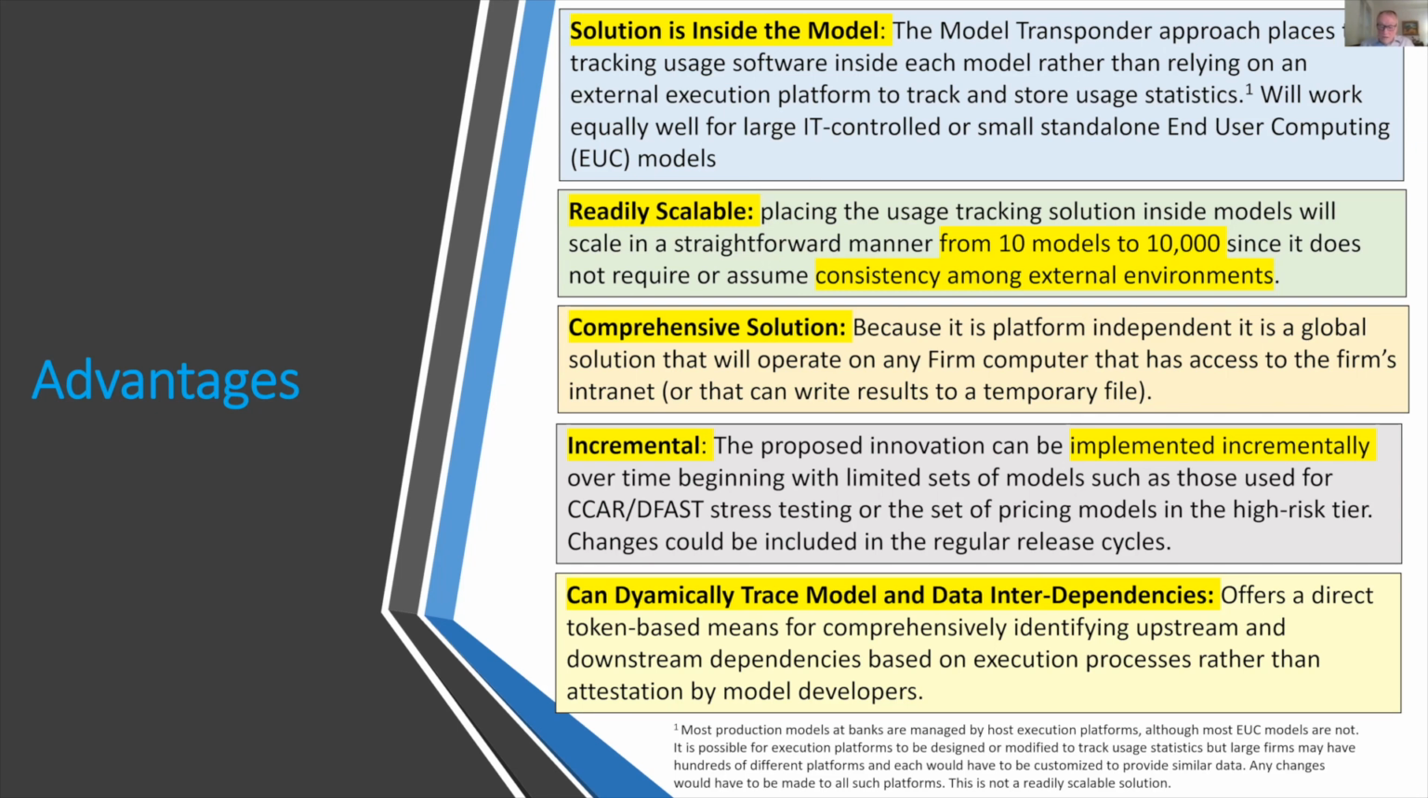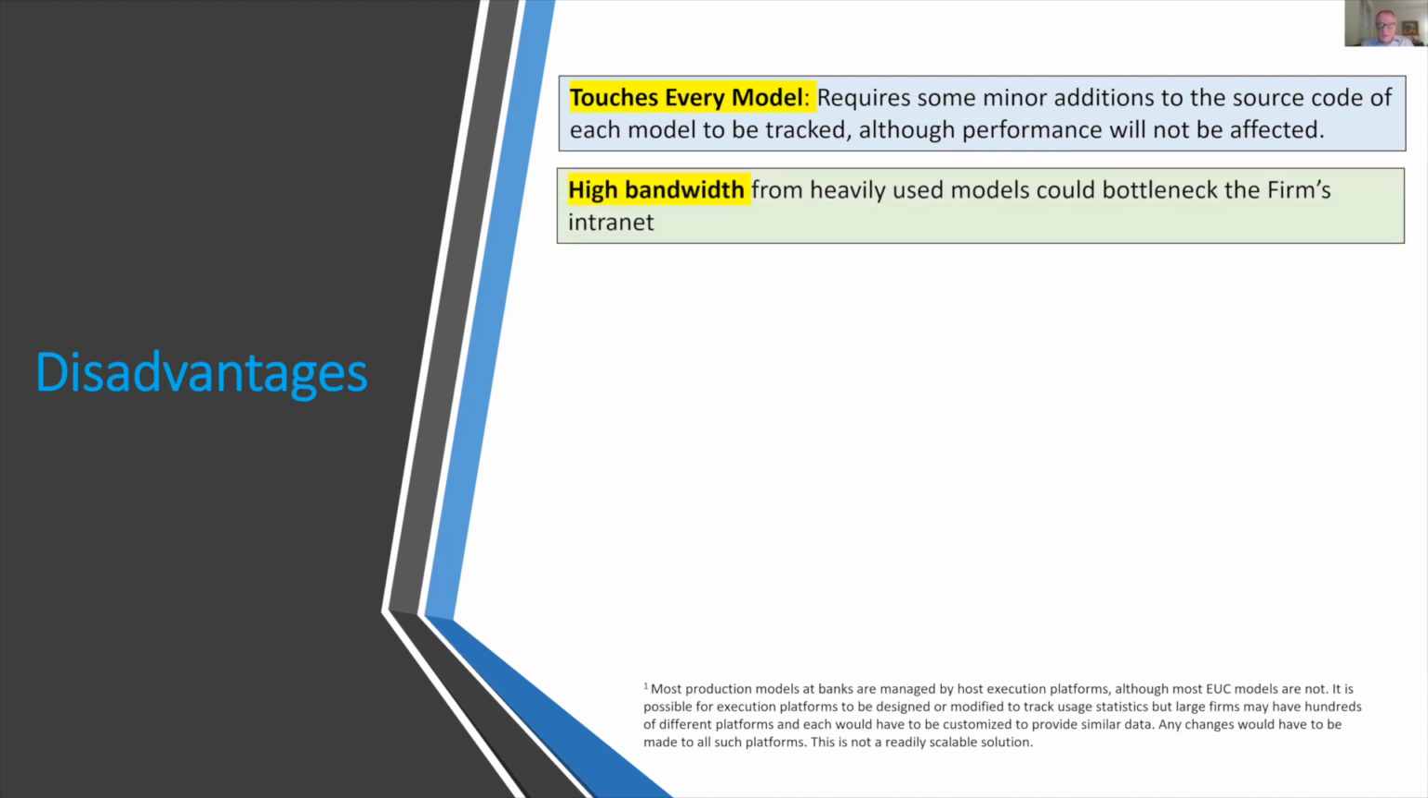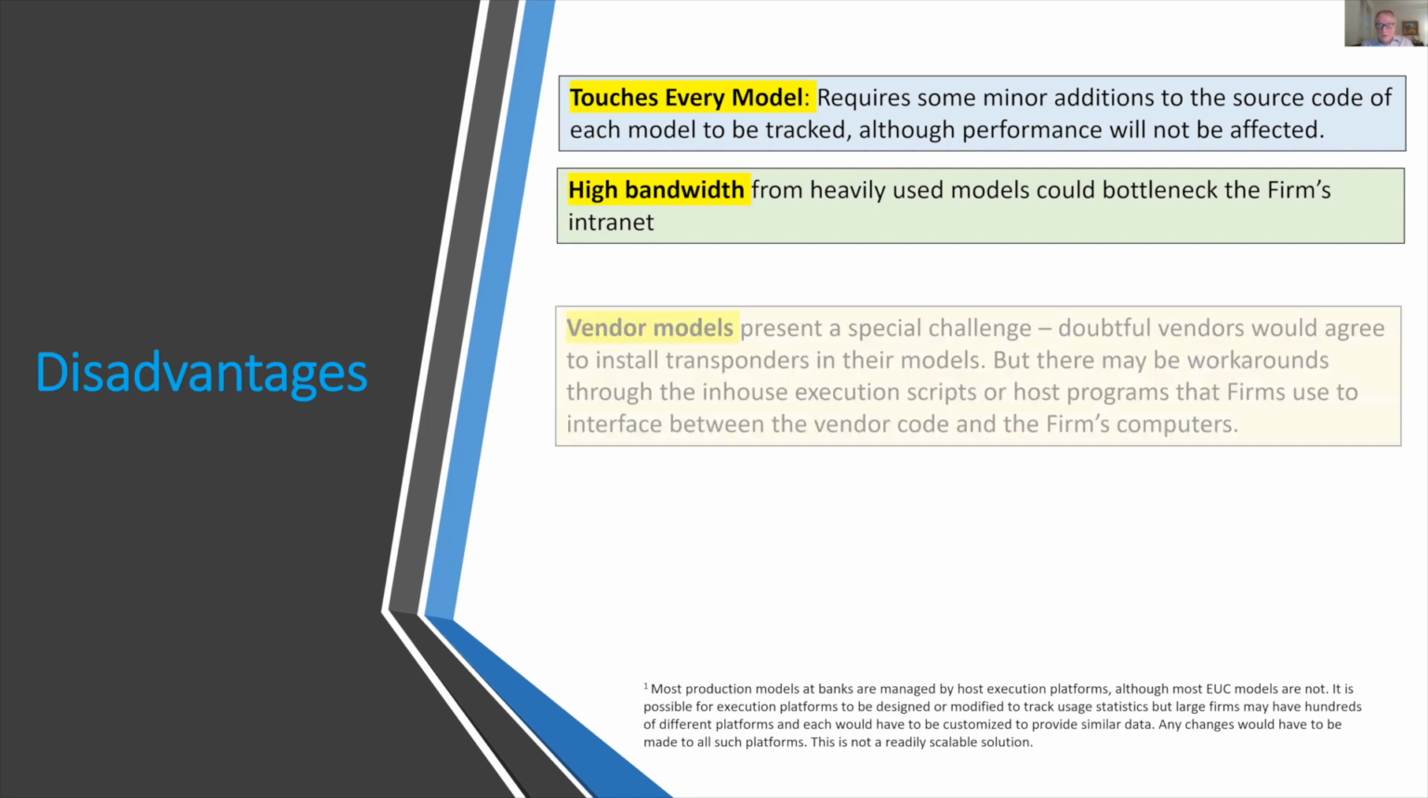Disadvantages. It touches every model. It requires minor additions to the source code of each model to be tracked. And although it won't affect performance, there's always some inertia and resistance to modifying models. It's possible that high bandwidth from heavily used models could bottleneck the firm's intranet, but there are certainly ways of filtering that and only transmitting the important information.